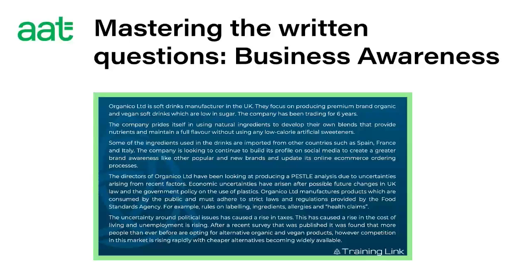So Organico Limited is a soft drinks manufacturer in the UK. They focus on producing premium brand organic and vegan soft drinks, which are low in sugar. The company has been trading for 6 years. The company prides itself in using natural ingredients to develop their own blends that provide nutrients and maintain a full flavour without using any low-calorie artificial sweeteners. Some of the ingredients used in the drinks are imported from other countries such as Spain, France, and Italy.